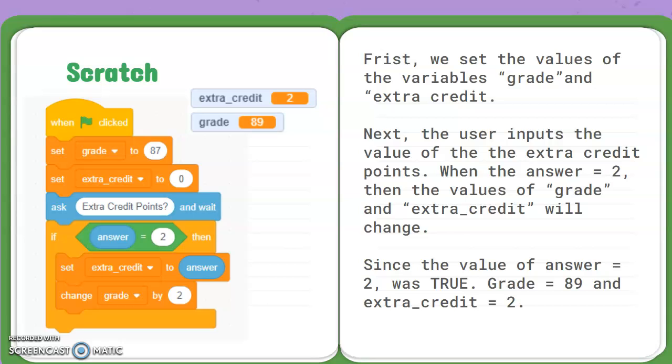Remember, only when. If the answer is equal to 2, then it will do it. It will not do it if it is false. So, since the value of the answer is 2, that means it's true. Our grade is now 89 and our extra credit is 2.